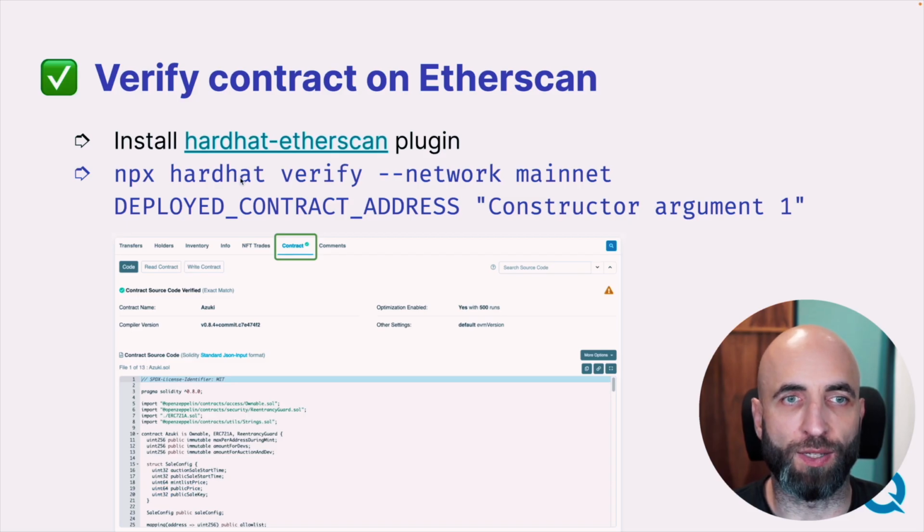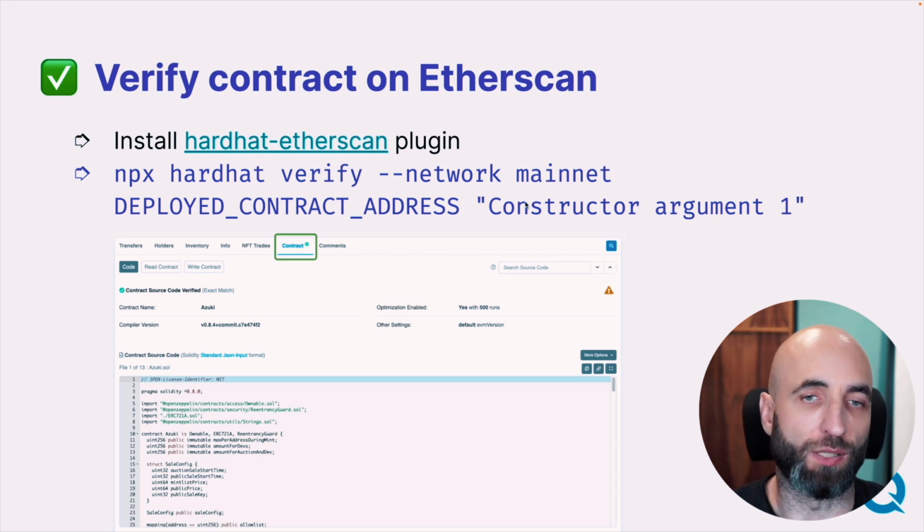With this plugin, it's as easy as identifying the network, for example, mainnet, then providing the deployed contract address and a few constructor arguments that you have in the smart contract. That's it. But also, before deploying to mainnet, deploy to a testnet and test on a real marketplace.